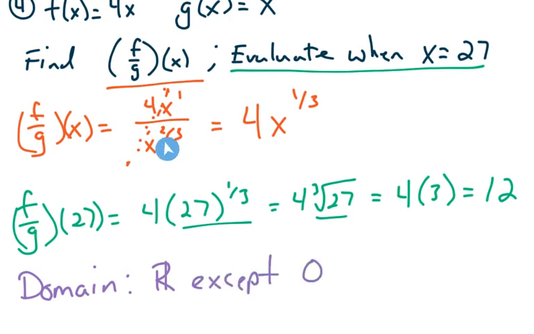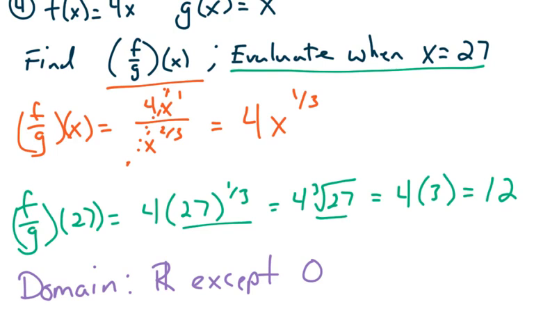because the only number that gives you 0, so any number to the 2/3 power is going to be something with the exception of 0. If your x value is 0, this isn't going to work because 0 to the 2/3 power is still 0. Okay, so your domain here is all real numbers except 0, but any other number would be fine.